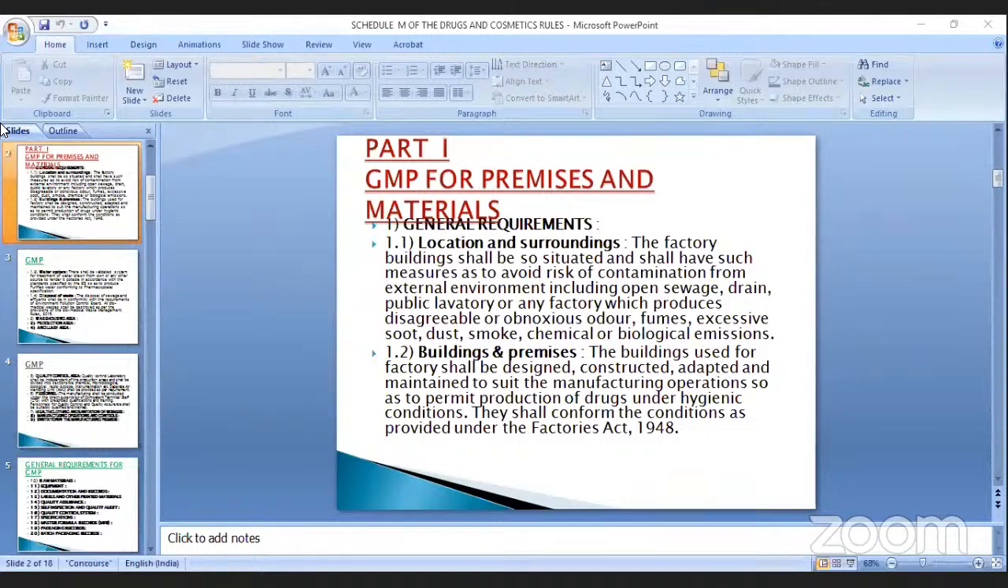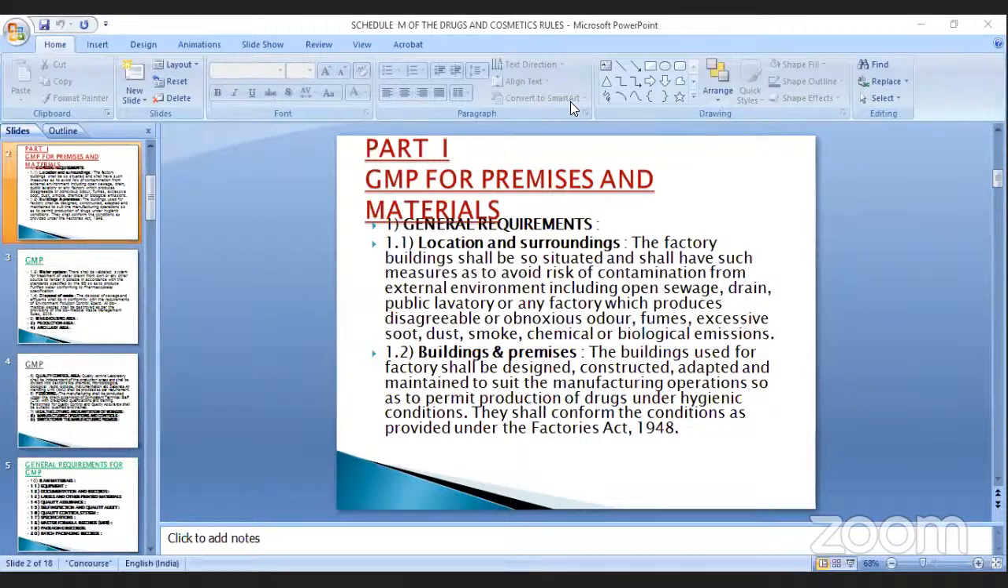You have to select first, whether the site is suitable, whether the site allows us to maintain the GMP. Second, in the site, you have to construct the building. How we will construct the building such that it will help us to maintain the GMP norms, good manufacturing practices.